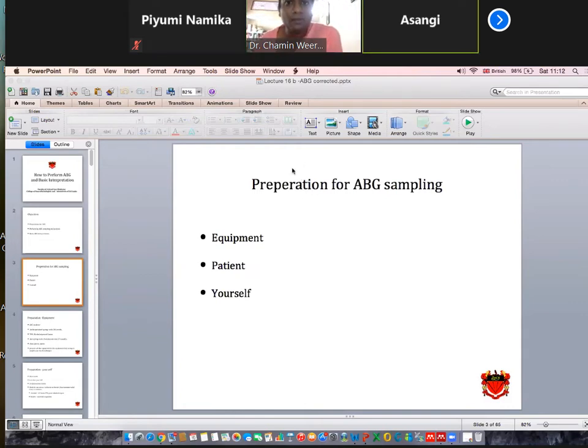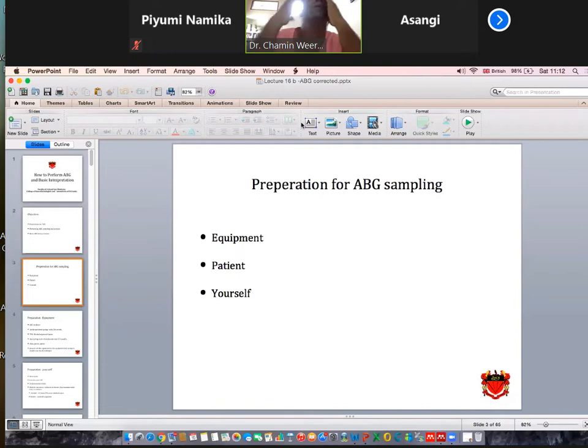So first gather the equipment. Okay. ABG syringe with heparinization. Hold on. What do you mean by an ABG syringe?